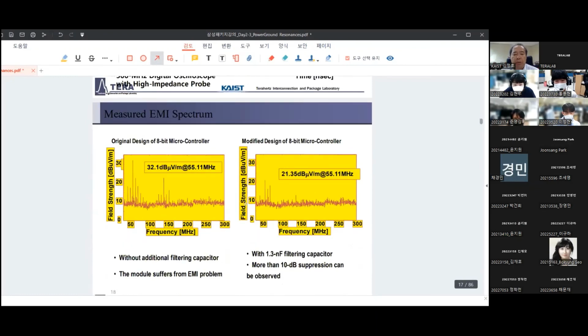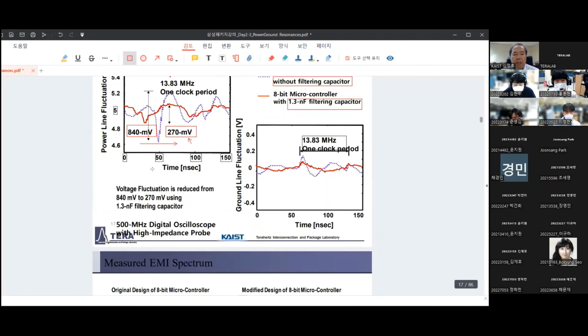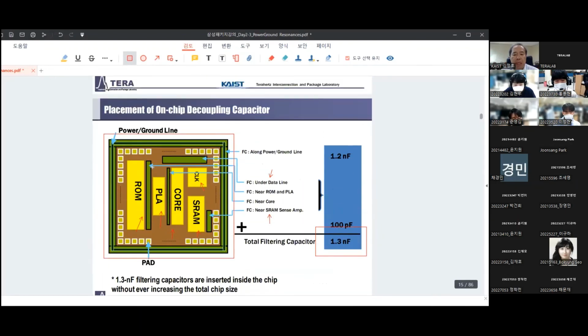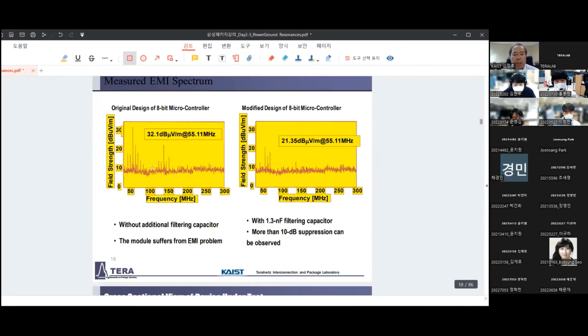And also, we measured the EMI spectrum from the computing module which used this 8-bit microcontroller. Without that, the EMI level was 32.1 dB, and with the decoupling capacitor, it was 21.35 dB. That means the EMI level was reduced by 10 times. More than 10 dB suppression was achieved.